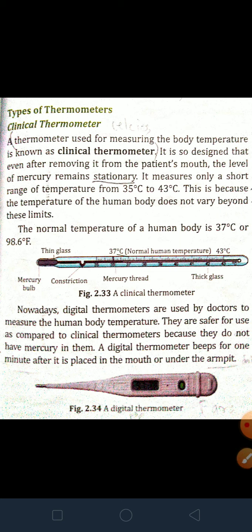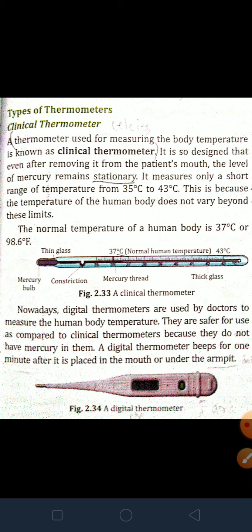So children, in the last video we learned about the measurement of temperature. How can we measure temperature? We learned that a thermometer is an instrument used to measure temperature, and we learned different types of temperature scales. What are they? The Celsius scale, Fahrenheit scale, and Kelvin scale. I hope all of you have understood it.